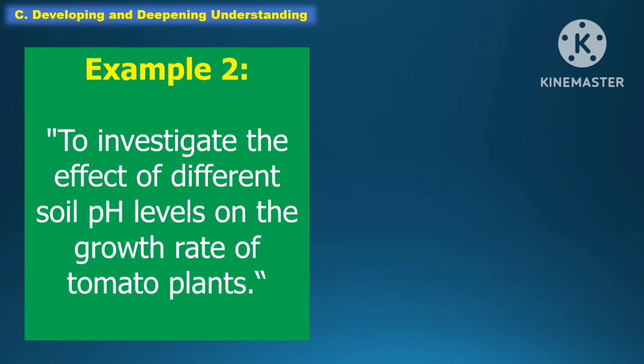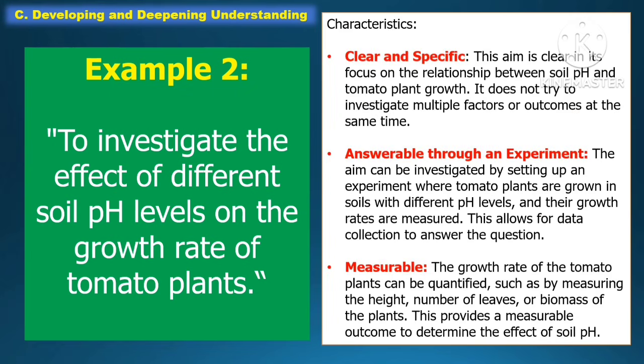Another example is to investigate the effect of different soil pH levels on the growth rate of tomato plants. For the clear and specific, this aim is clear in its focus on the relationship between the soil pH and the tomato plant growth. It does not try to investigate multiple factors or outcomes at the same time.